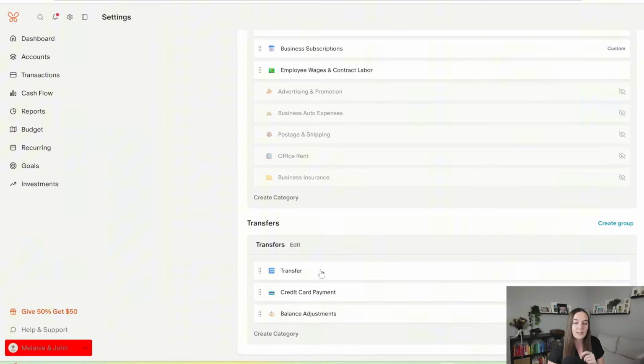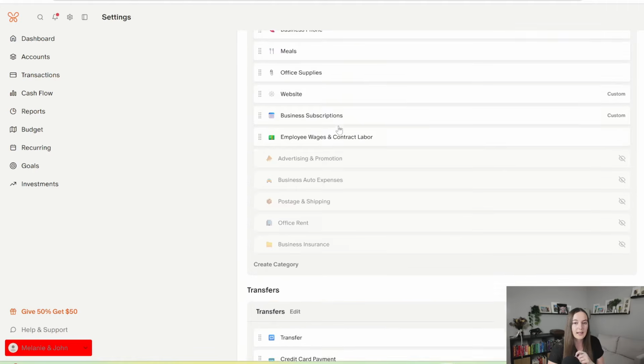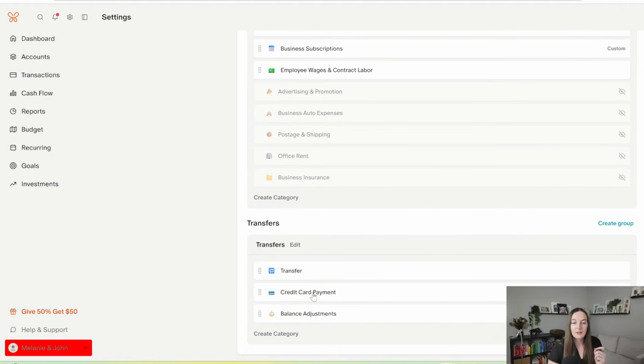If you moved it, if you put it in the expense section, then take it out, put it back, okay? That's one of the most common things I see people doing, taking this out of the transfer section, and it needs to stay here. Why does it need to stay here?